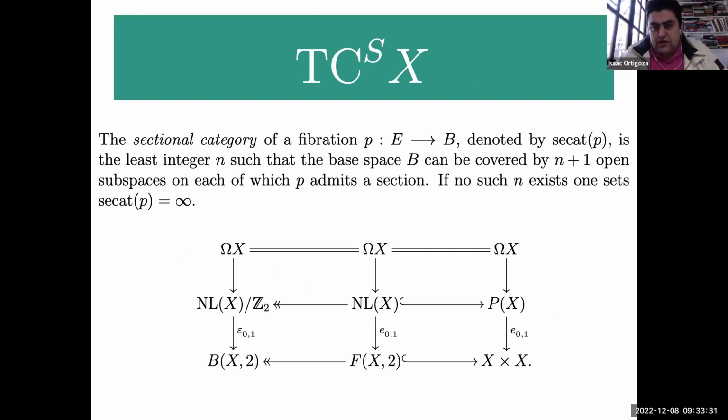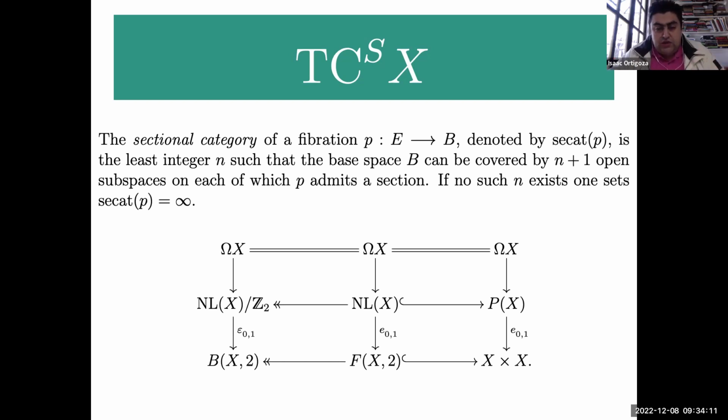Well, the sectional category of a fibration P from E to B, denoted by the secat of P, is the least integer n such that the base space can be covered by n+1 open sets, and on each one of these sets, P admits a cross section. The topological complexity, the TC of a space X, is defined as the sectional category of the evaluation map that takes a free path in X to its endpoints.